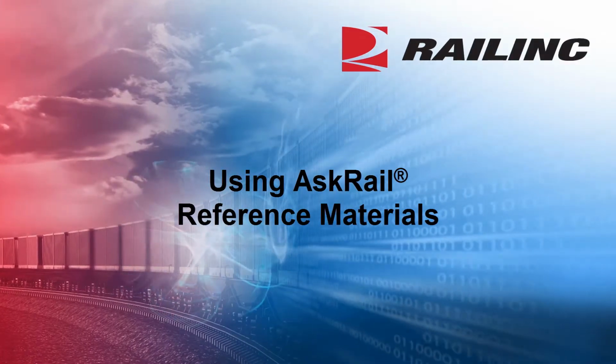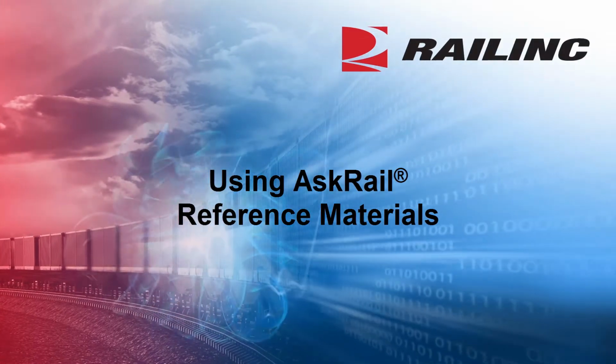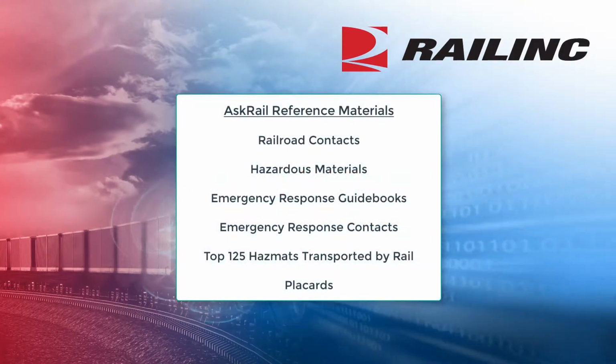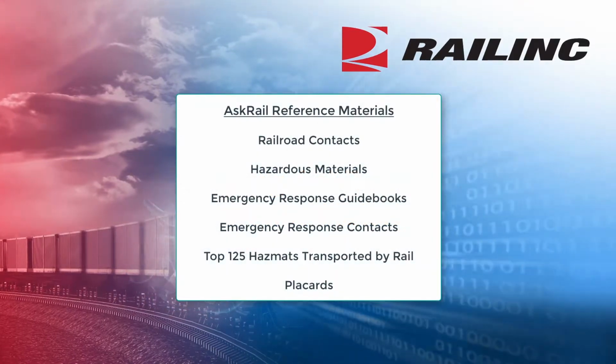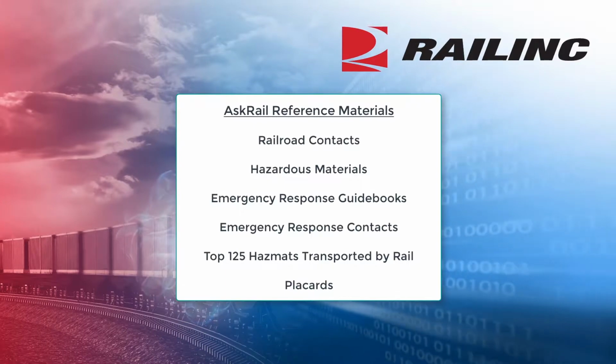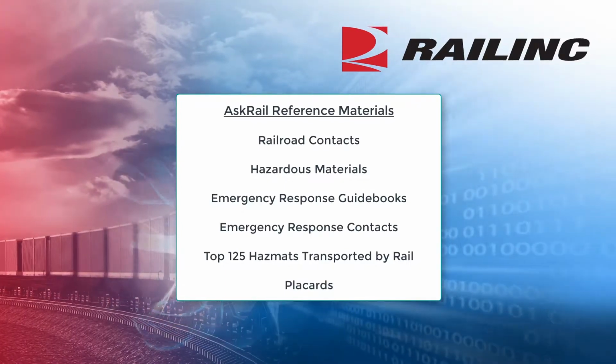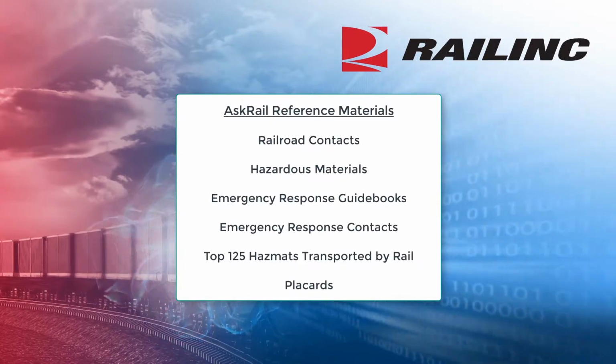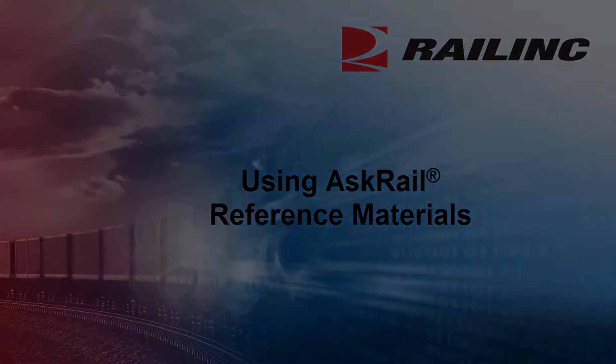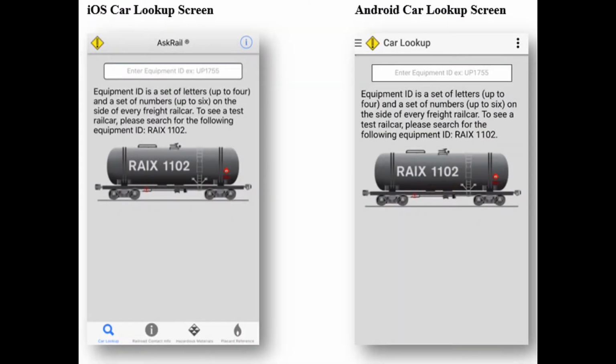In this demo, I'm going to describe how to use AskRail reference materials for information on railroad contacts, hazardous materials, emergency response guidebooks, emergency response contacts, top 125 hazmats transported by rail, and placards. First, let's see how to look up railroad contact information.